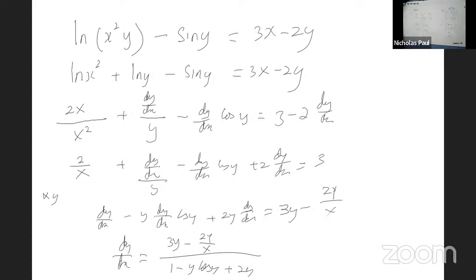Anybody get close to that? It's based on how you handle the y. If you had 1 on y here, nothing wrong with that, instead of just 1. Anybody got it like that? Okay, but you leave the 1 on y. Nothing wrong with that. If you left the 1 on y, it may have looked like this: 3 minus 2 on x, all over 1 on y minus cos y plus 2. It may have looked something like that.